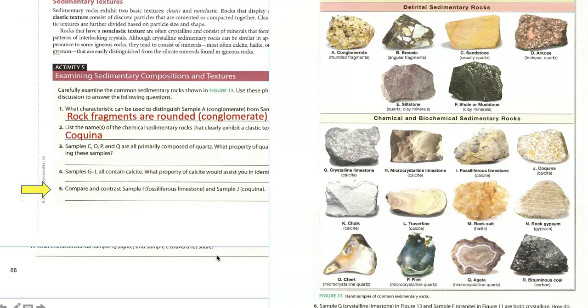Number 5 asks you to compare and contrast the fossiliferous limestone and the coquina, I and J. So both of these are made of shells, but the coquina has almost no cement, right? The shells are all touching each other. This limestone here has shells, but you can see there's a muddy matrix between them. So I'll let you put that in your own words, but that's kind of what I'm looking for there.